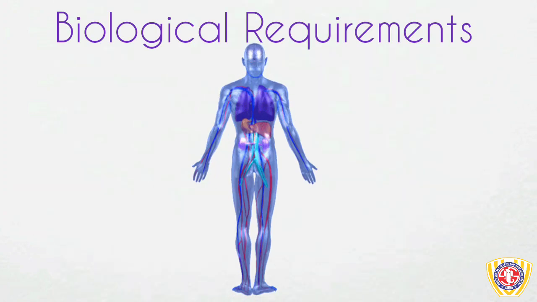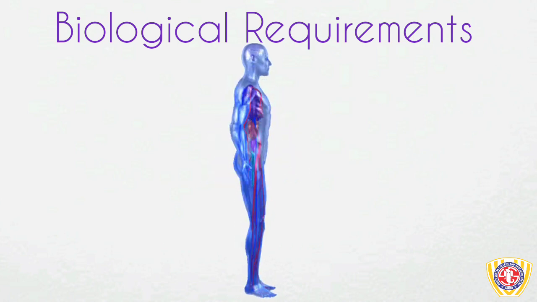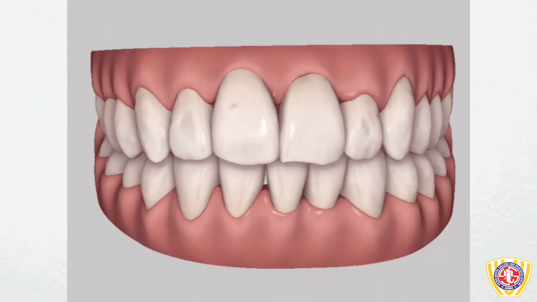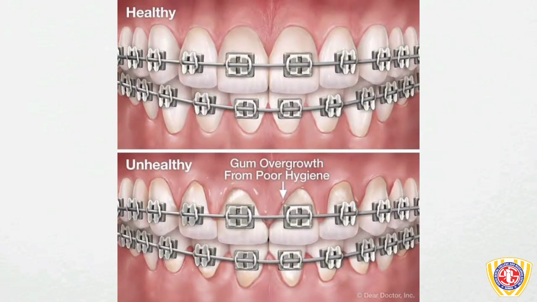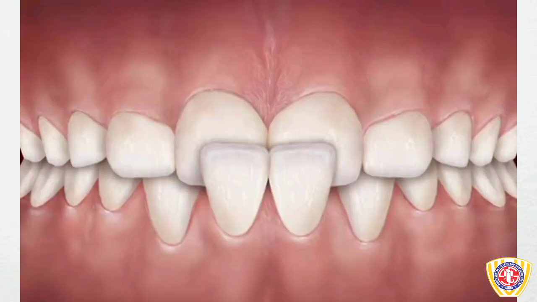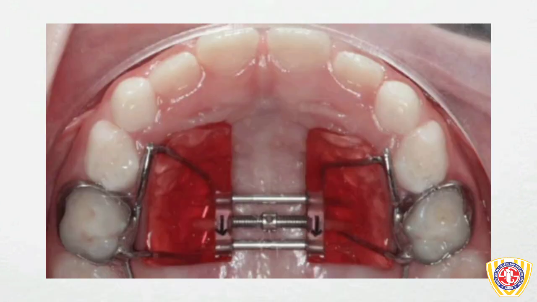Now, the biological requirements of the orthodontic appliance. The appliance should bring about the desired tooth movement. It should not produce any pathological changes, neither should it interfere with the normal growth and normal function, and it should not bring about sudden changes. It should not bring about unwanted tooth movement, and the material used in its fabrication should be biocompatible and should not disintegrate in the oral fluids.